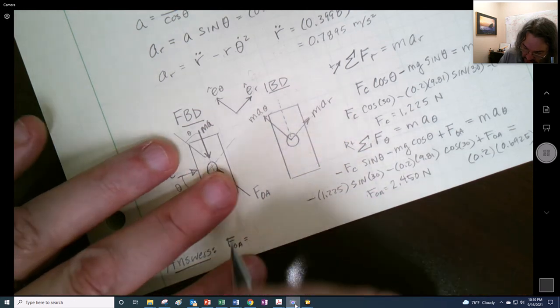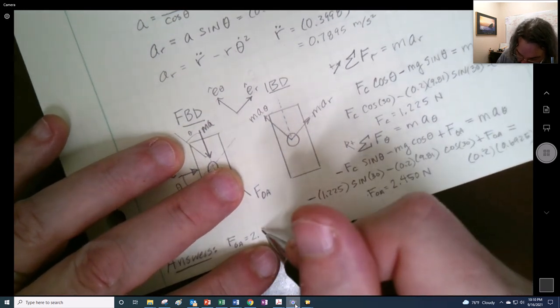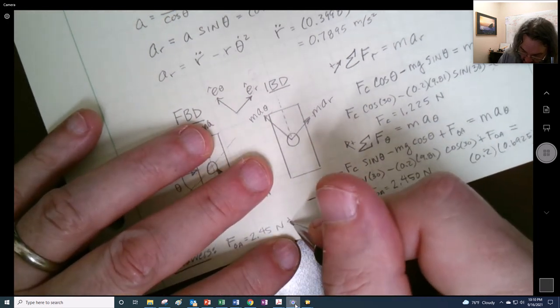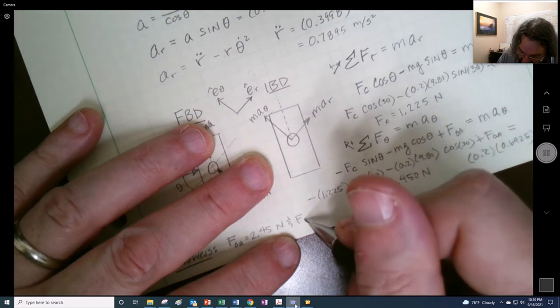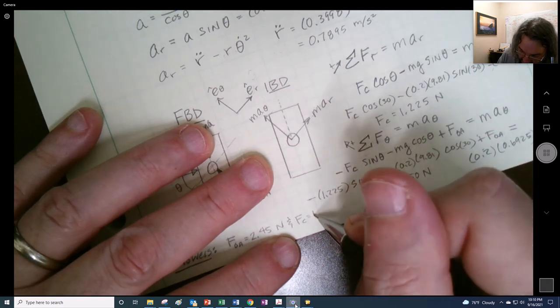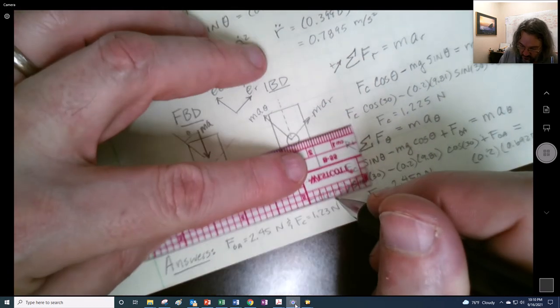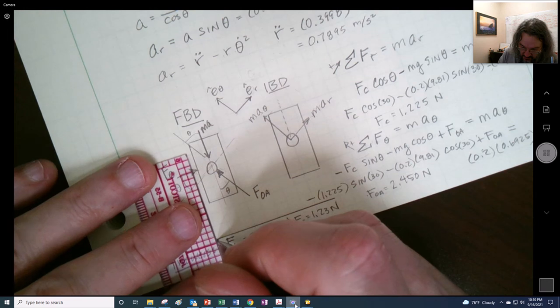FOA is 2.45 newtons, and FC is 1.23 newtons. And I'm a bad man for putting this in there.